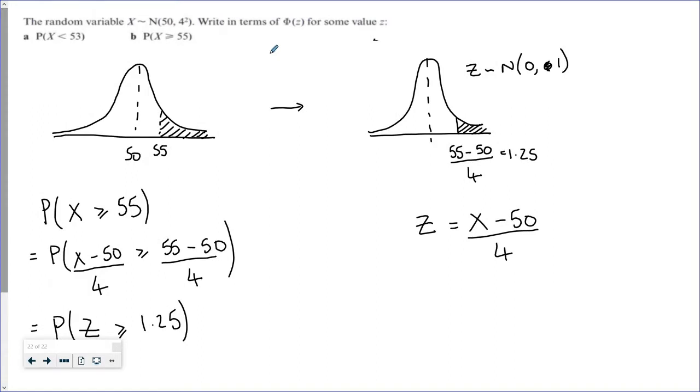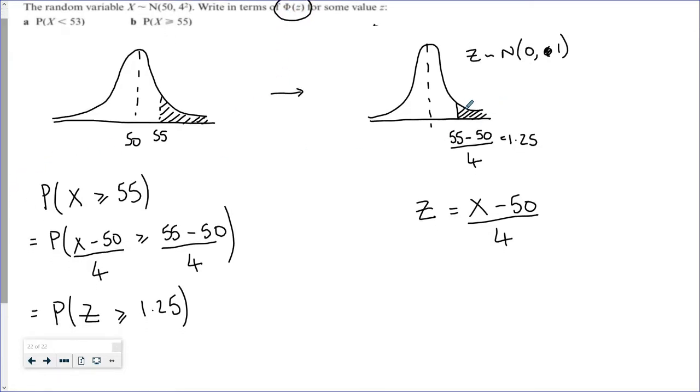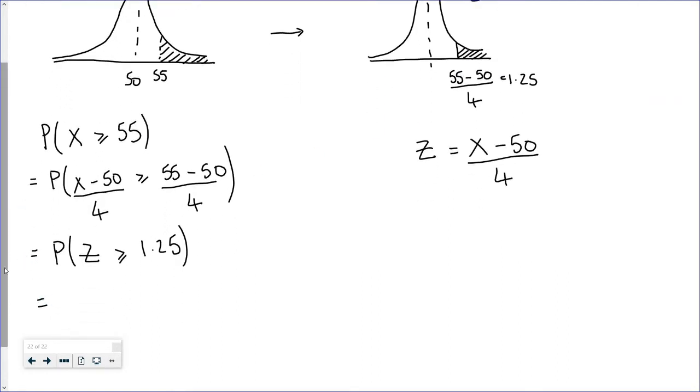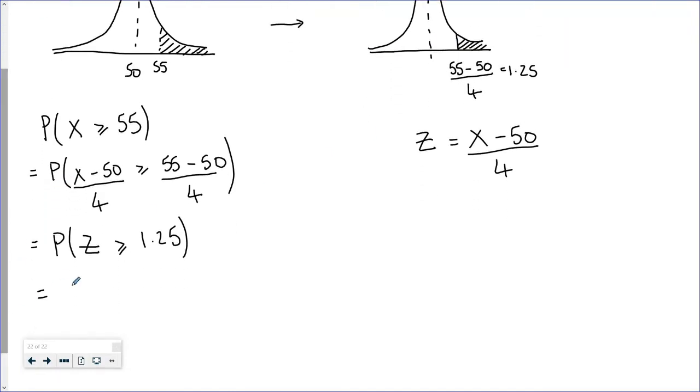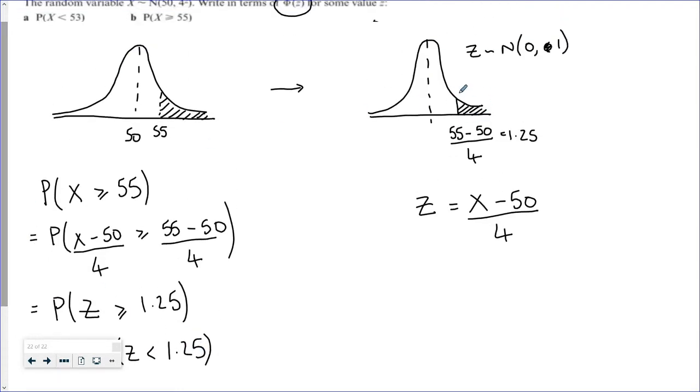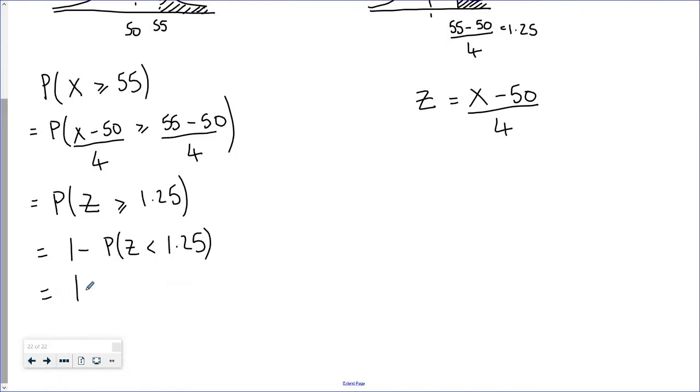Now, we weren't asked for that, we were asked to put it in terms of this function here. Remember this function is the probability to the left of a given value. Well, we've got the probability to the right of a given value. But notice that I can write this as 1 minus the probability of being to the left of 1.25. Because this area here is 1 minus this area here, because the total areas add up to 1. And now I can write it in terms of phi, because this is our phi function of 1.25. Remember, this is just exactly the same as that, they're the same as each other.